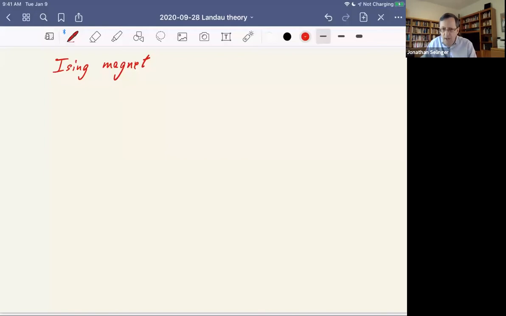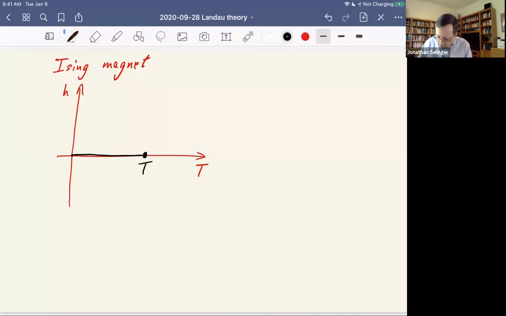And here we have a phase diagram that looks like this, right? So in terms of magnetic field and temperature, we see a phase boundary that goes along the temperature axis and ends in a critical point. Right? So this is temperature, and then here we see a boundary, and that's the critical temperature.